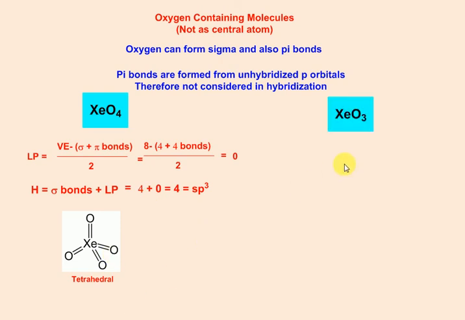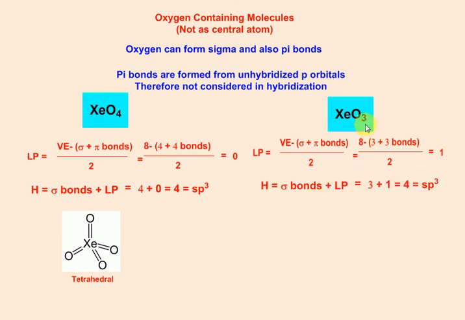Let us solve one more example. Here XeO3. XeO3 has 3 oxygen atoms in the structure. Xenon has 8 valence electrons. 3 oxygen atoms will form 3 sigma and 3 pi bonds, so 6. 8 minus 6 divided by 2, the number of lone pairs is 1, and for hybridization, out of 6 bonds, 3 are sigma, 3 sigma plus 1 is equal to 4. 4 means sp3 hybridization, and sp3 hybridization with one lone pair has a pyramidal structure.